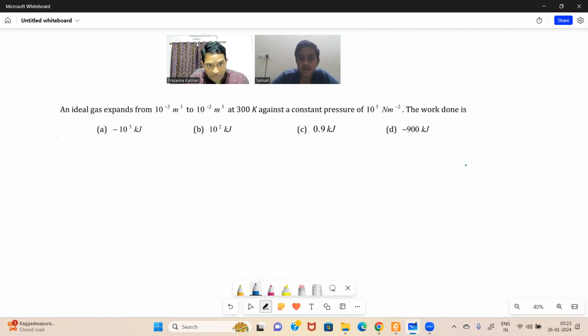An ideal gas expands from 10 power minus 3 meter cube to 10 power minus 2 meter cube at 300 Kelvin against a constant pressure of 10 power 5 Newton per meter square. What is the work done? Can you think about it? Here pressure is constant, as given in the sum. Yes, pressure is constant, correct?